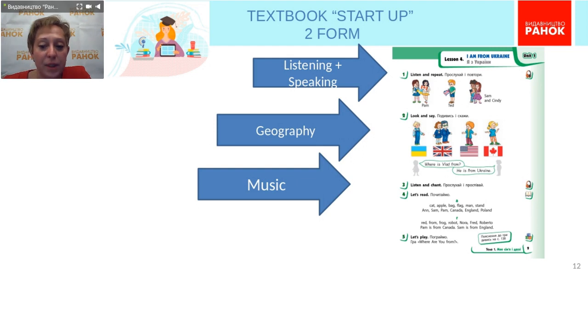there are different types of games. They are used for pairs, for groups, and for classes. So this is the additional improvement that we use an integrated approach in our work.